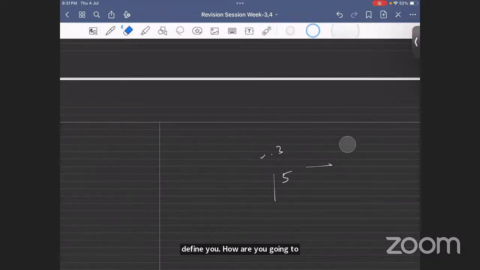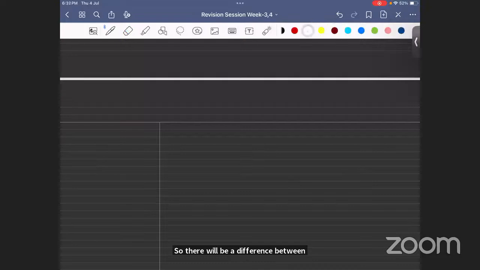So there will be a difference between 23 and 45 versus 2.3 and 4.5, right? That is what I am telling you. If they are giving you the data set in the form of decimals, they can't mix it with normal data points. If they mix the decimal data points with integers, they'll define how you are going to take the stem and leaf. Then we don't need to worry about that.